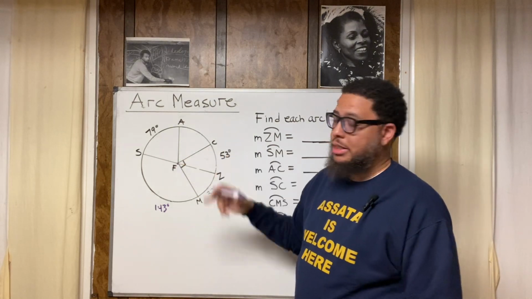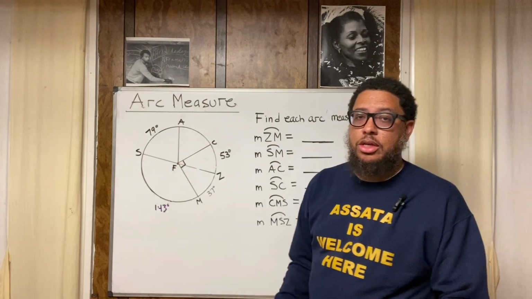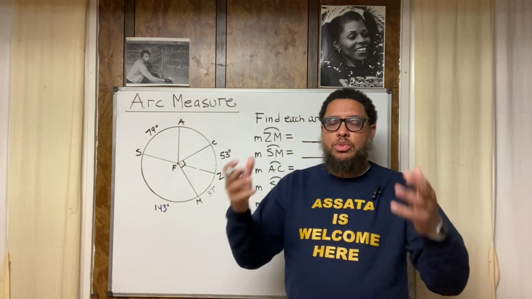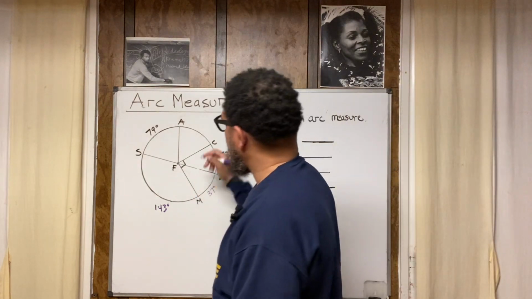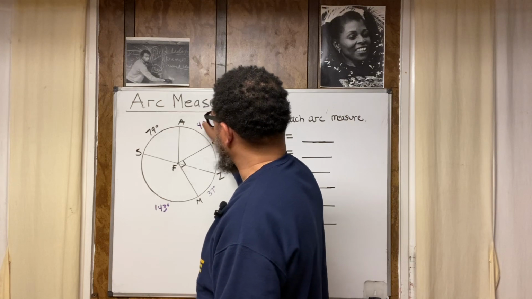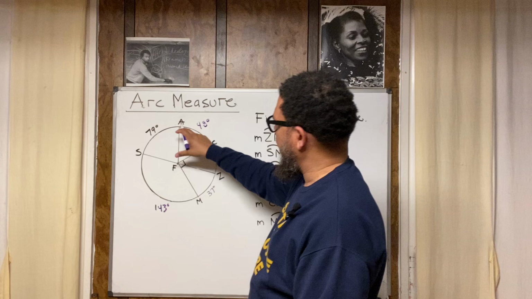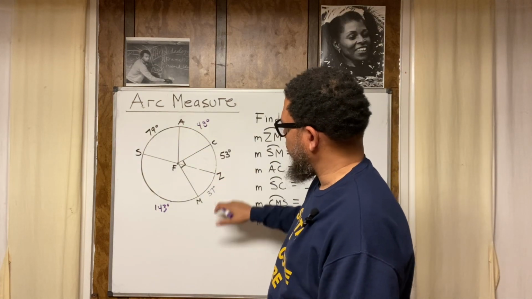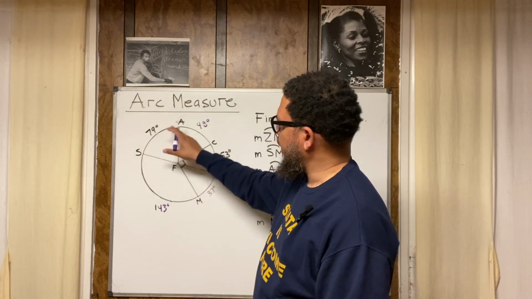But all three arcs add up to 180. So therefore, to find out the missing arc, you got to subtract the 132 from the total 180. What's 180 take away 132? That's 48 degrees. So that means that this arc is 48 degrees. So now we know all of the individual arcs. We know this AC is 48. We know CZ is 53, MZ is 37, SM is 143, SA is 79.